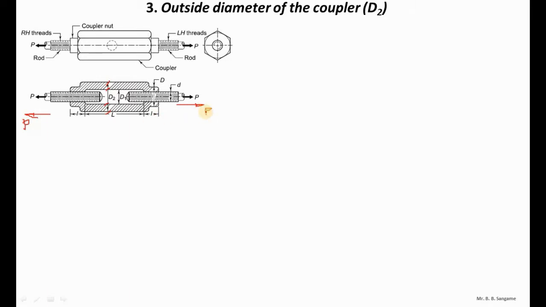I am going to consider the normal applied force because we are dealing with the coupler, not the threaded portion. After the application of force, there is a possibility of failure of this portion in a tensile manner. So let us see. The permissible tensile stress sigma t will be equal to P divided by the area under tension. So this is the area under tension.